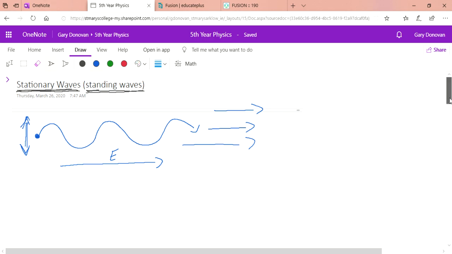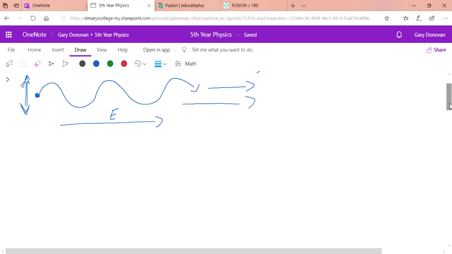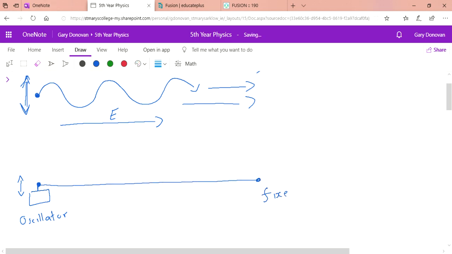With a standing wave, what we have is one end here where we cause the disturbance. So we might have what's known as an oscillator, and an oscillator is basically just a little bar that goes up and down like this, attached to our slinky spring. And at the other end, we have a fixed point. This might be a piece of string or a piece of rope, but I'll show you other examples where you can get standing waves.